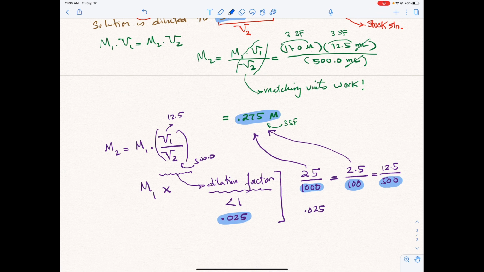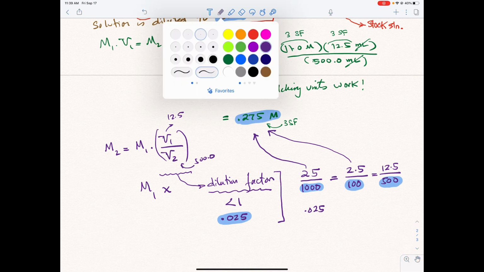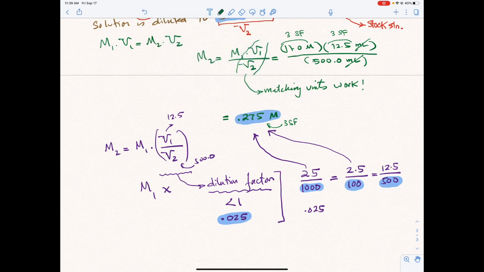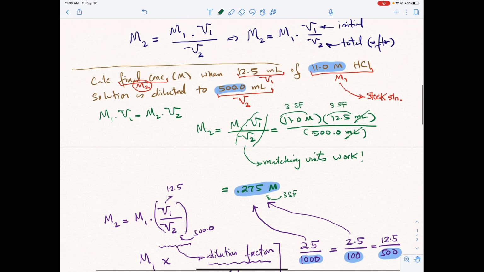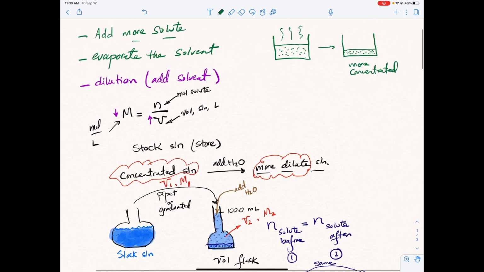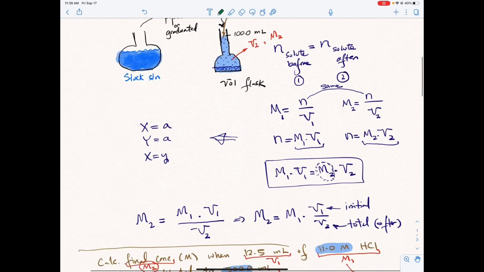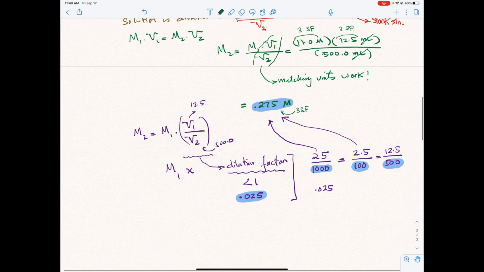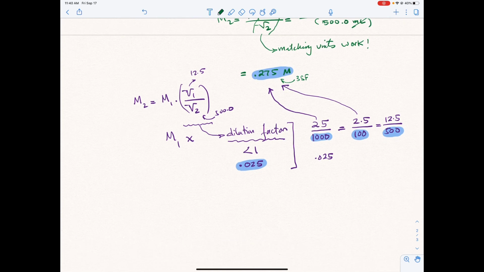So I wish you were here and I could say any questions, but please, if anything is not clear, go back to the beginning of the video and start to play back. You may have to watch this several times to get the idea. This is a very practical idea in the laboratory, and your textbook also gets into dilution as well. So I'm going to give you one more problem, and you do this problem on your own. Pause the video and calculate what I'm asking you to calculate.